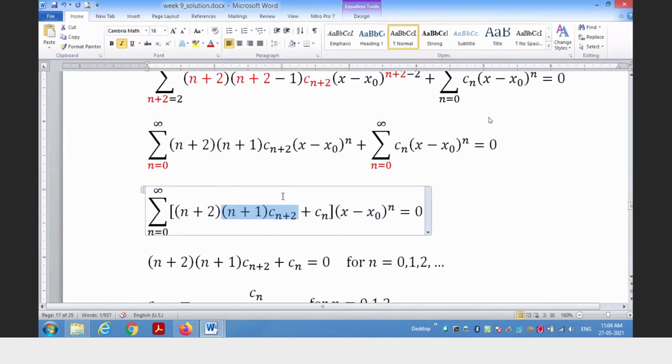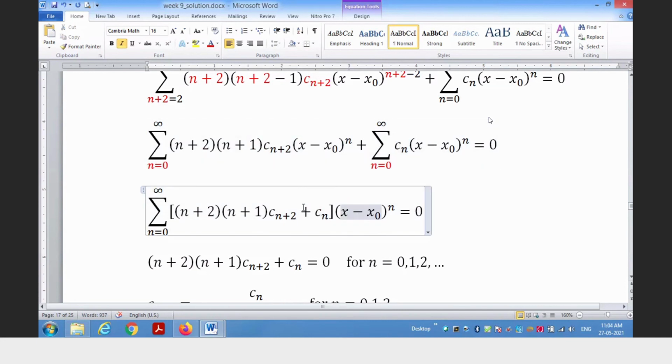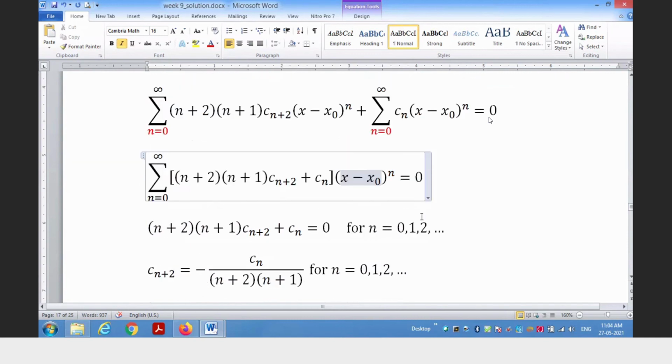And the coefficient for this plus cn, and then we multiply all these coefficients with (x minus x naught) to the power of n. So this series becomes 0 if and only if the coefficient equals 0. Meaning that (n plus 2) times (n plus 1) times c(n plus 2) plus cn must equal 0 for n from 0, 1, and so on.